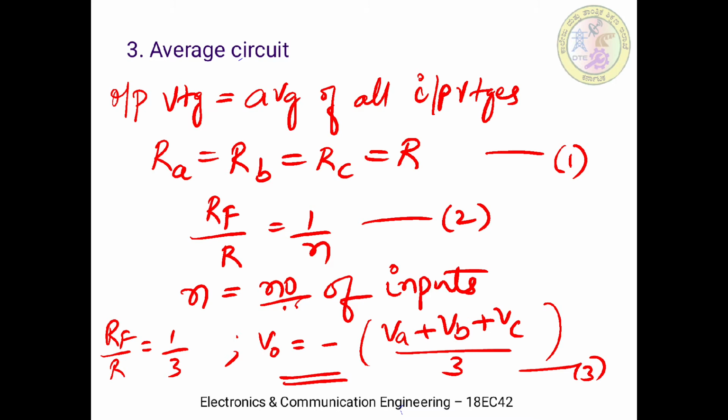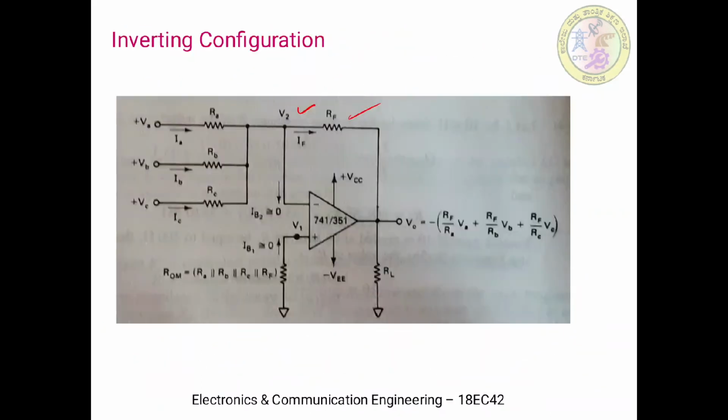So 3 inputs are applied, and V naught will be the sum of 3 inputs divided by 3. All these VA, VB, VC can be either AC or DC. That is one of the features. Also, the ROM resistor connected in the circuit is used to minimize the effect of input bias currents on the output offset voltage. So these are the different applications of this inverting configuration.